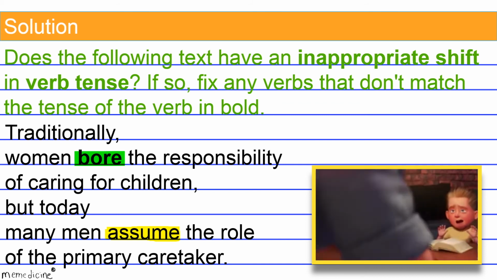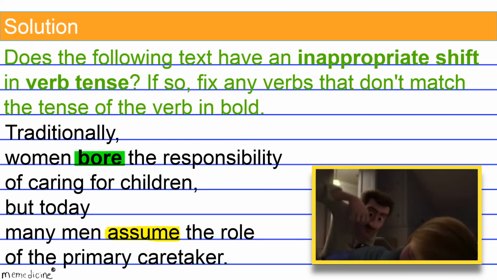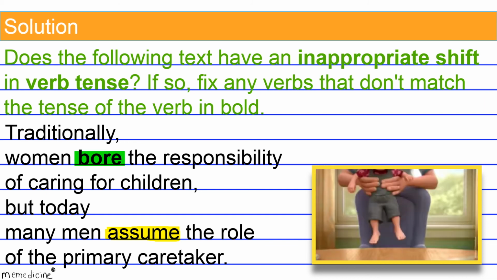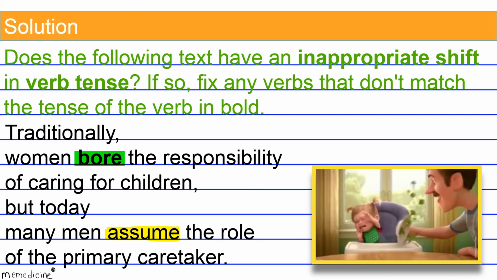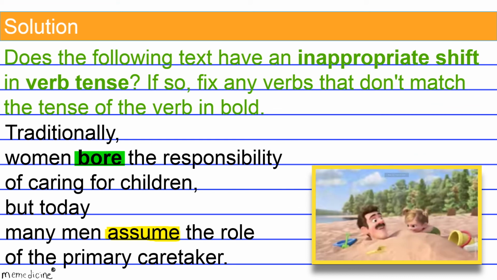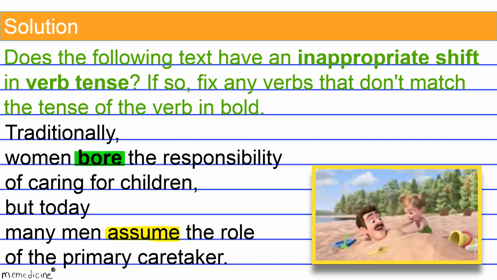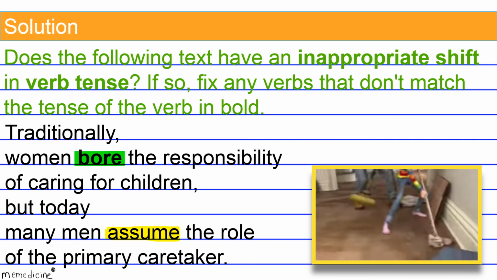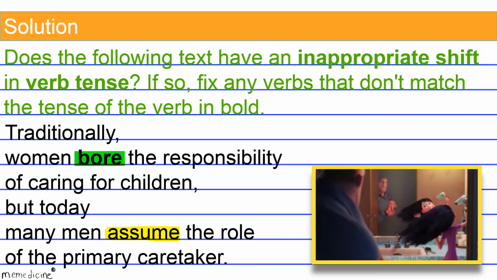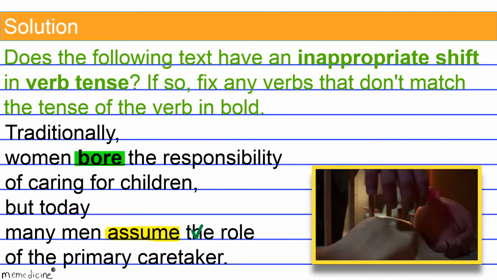With the verb assume, the sentence shifts to the present tense to discuss that today, many men are also primary caretakers. I know that for a fact because my dad was my primary caretaker. This shift to the present tense is appropriate in this instance. No edit is required. This verb form is correct.